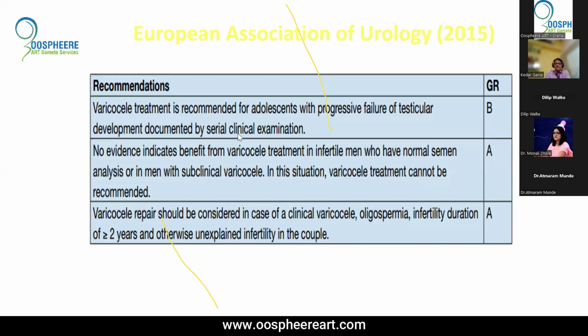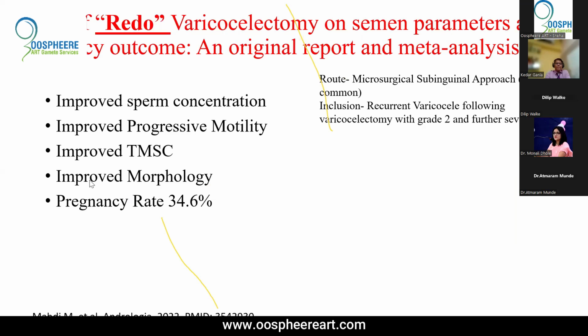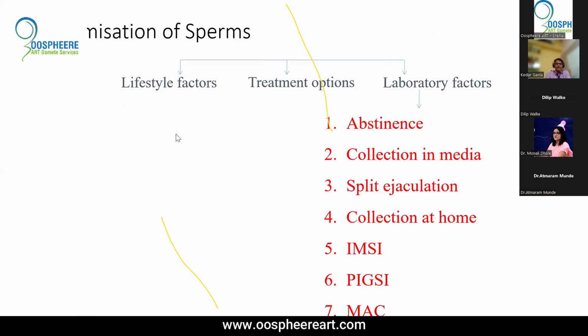The recommendations are: in an adolescent with progressive testicular failure, you can do it. There is no evidence of benefit of varicocele repair with normal semen analysis. Varicocele should be considered with oligospermia or duration more than 2 years. There is a paper on redo varicocelectomy from abroad, and they found still improvement in the parameters.